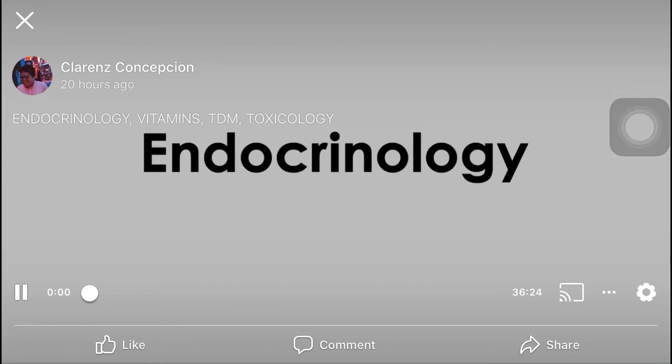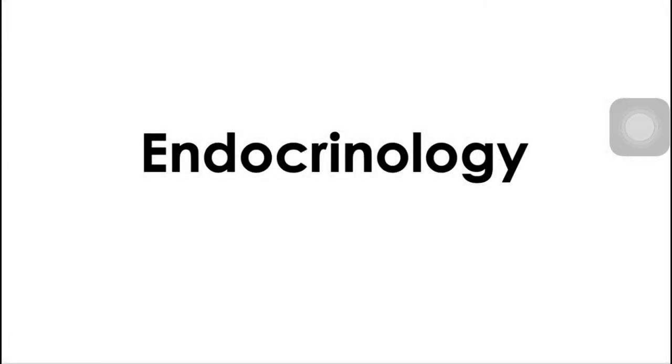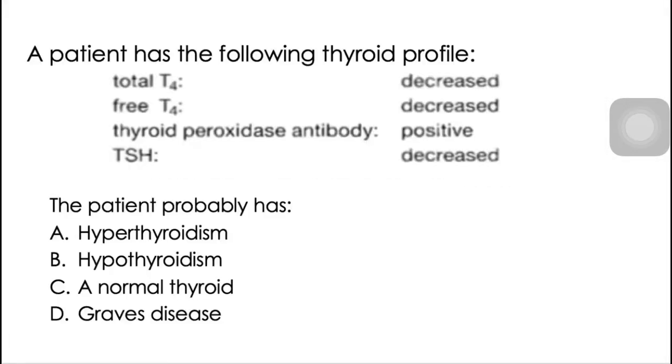Okay, so we are now discussing endocrinology. First, a patient has the following thyroid profile. Total T4 here is decreased. T4 is decreased, thyroid peroxidase antibody is positive, and thyroid stimulating hormone is decreased. Again, for here, it is important po na alam natin how to differentiate primary, secondary, and subclinical conditions.